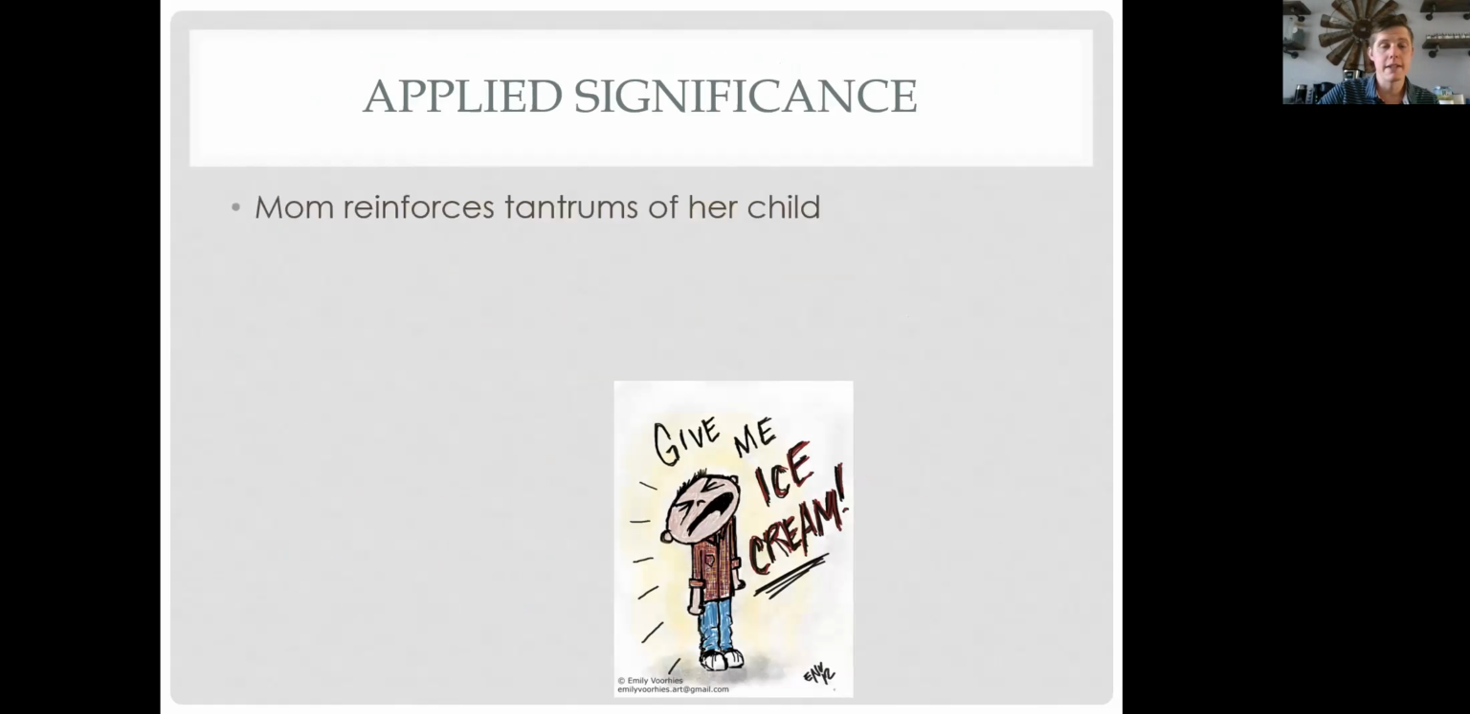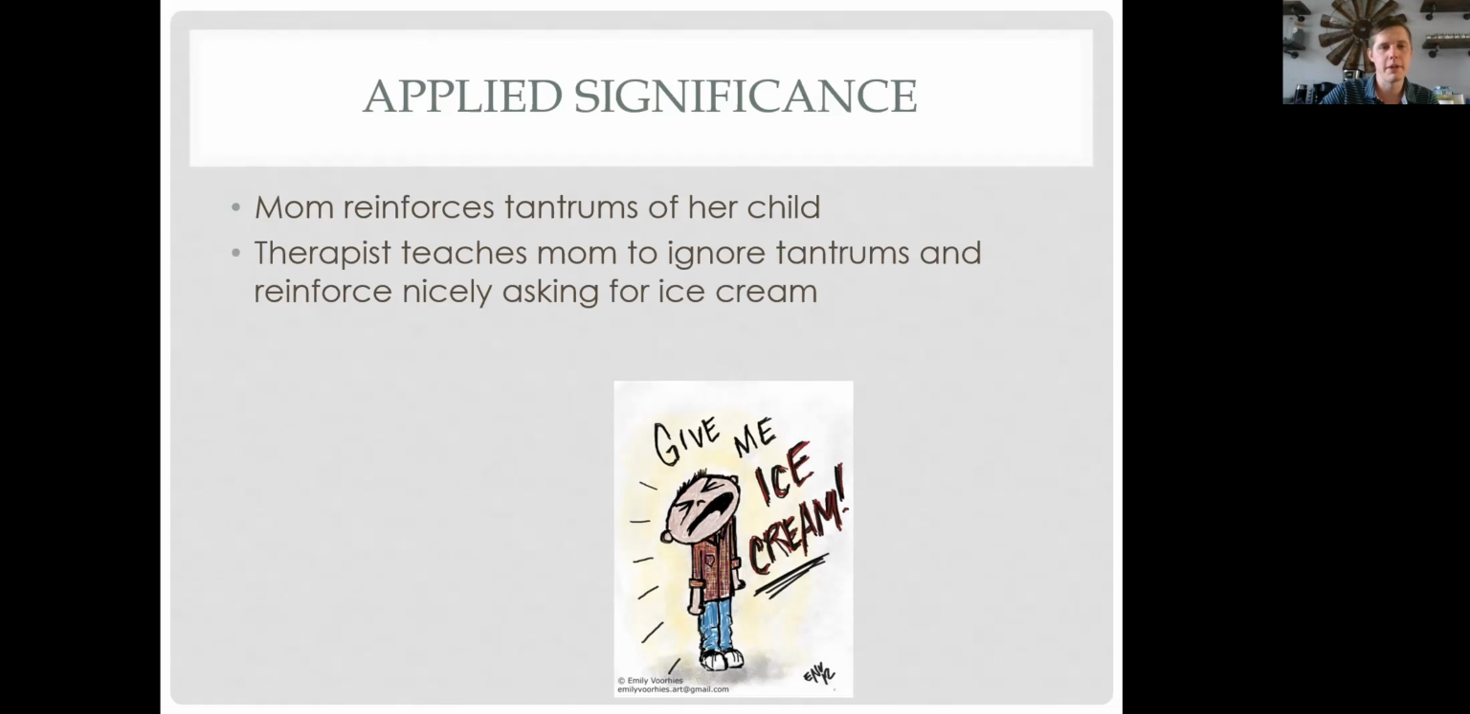In terms of applied significance, these types of things happen all the time with the reinforcement of behaviors and extinction. Typically with children, when they're throwing a tantrum for ice cream, you can reinforce the tantrum to get them to stop. We already gave those examples in terms of negative reinforcement. Say, for example, a therapist teaches the mom to ignore those tantrums when they occur and to reinforce asking nicely, like, may I please have the ice cream, by getting them ice cream. So you're reinforcing an alternative behavior, asking nicely, while at the same time putting the tantrum under extinction.